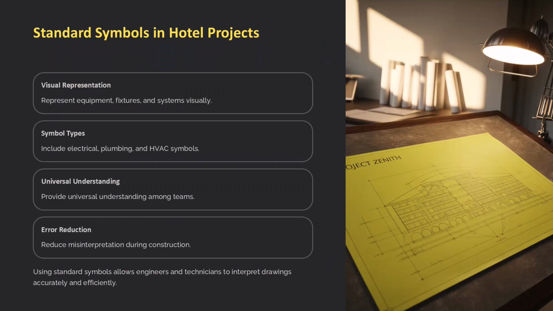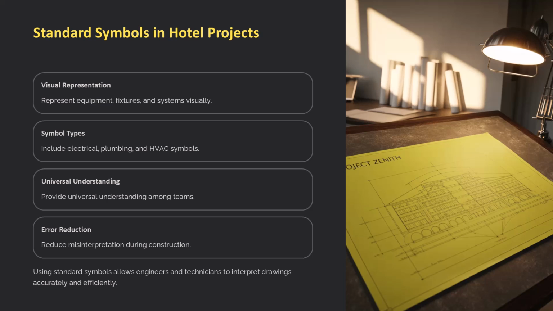Standard symbols in hotel projects. Standard symbols are essential in hotel projects because they represent equipment, fixtures, and systems in a visual and universal way. They remove ambiguity by creating one common language for engineers, contractors, and technicians. Electrical symbols show switches and circuits, plumbing symbols show pipes and fixtures, and HVAC symbols illustrate airflow and equipment. With these standards, teams from different disciplines can work together without confusion.